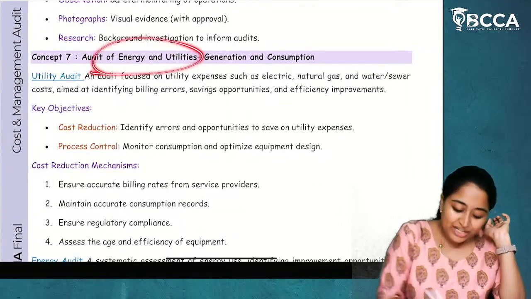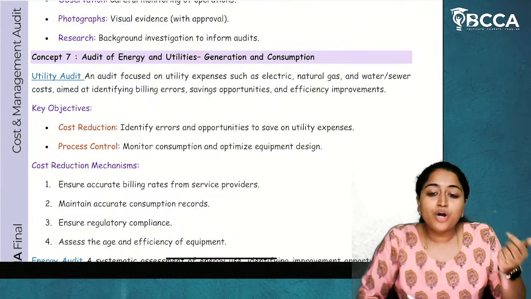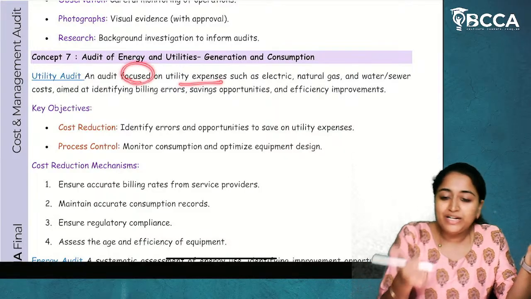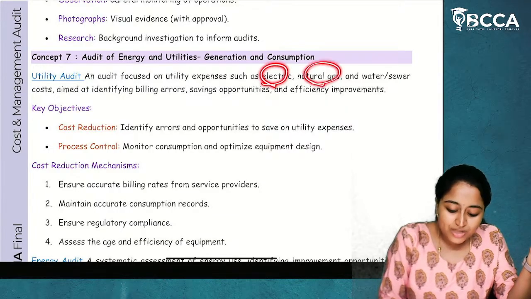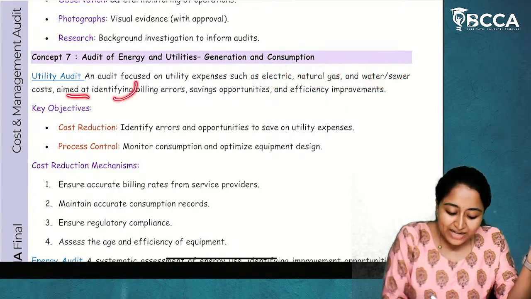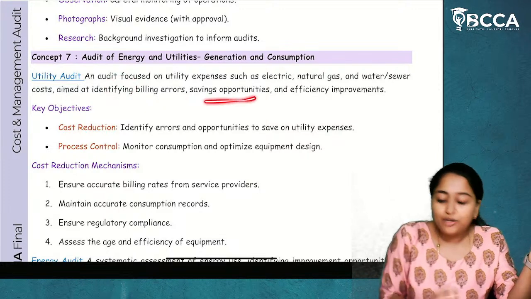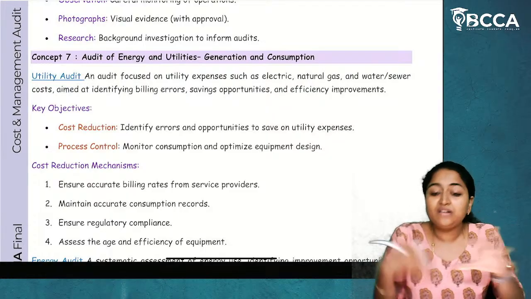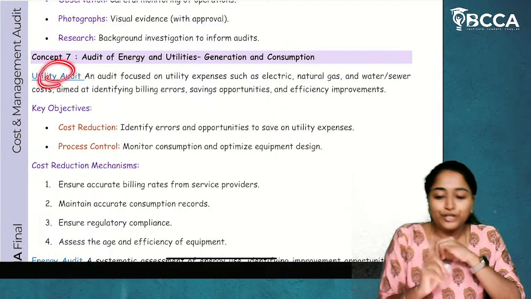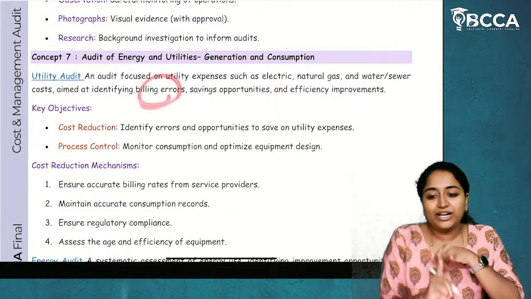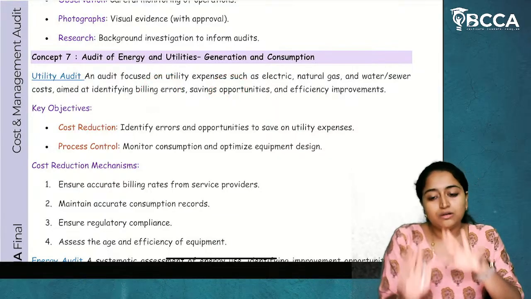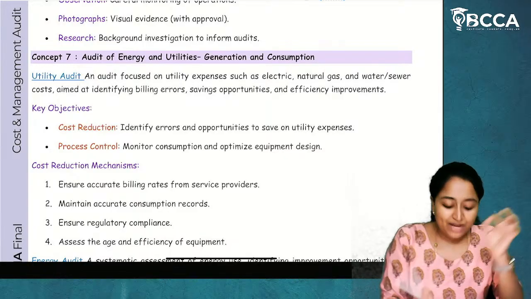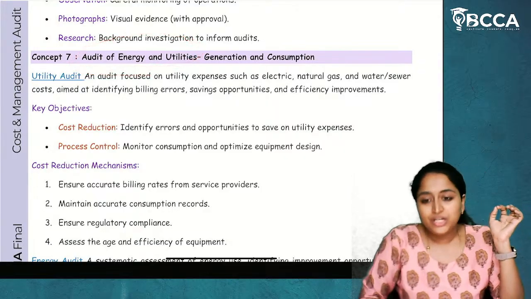Now, audit of energy and utilities. Now, in this audit of energy and utilities, what evaluation will be done? An audit focused on utility expenses such as electricity, natural gas and water, aimed at identifying the billing errors, saving opportunities, and efficiency improvement. So how effectively we can improve the utilization of these utilities. At the same time, how to reduce the billing errors, how to save the cost. Whatever utilities we are using, how to save that. Regarding that, evaluation will be done in audit of energy and utilities.